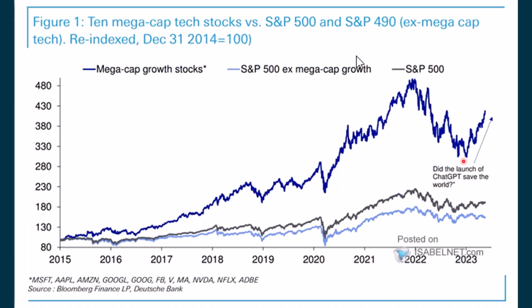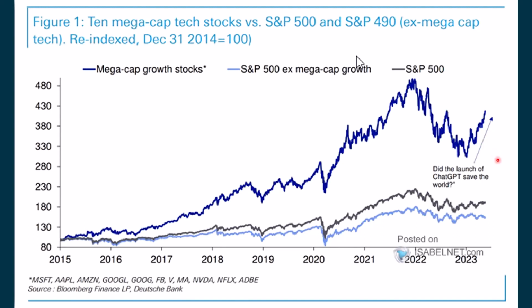Then on the next chart, the 10 mega-cap tech stocks against the S&P 500 and the S&P 490. That's when you take out those big stocks. And it's been re-indexed back to 2014. It just shows how these big companies have really been outperforming. And they asked the question, did the launch of ChatGPT save the world?